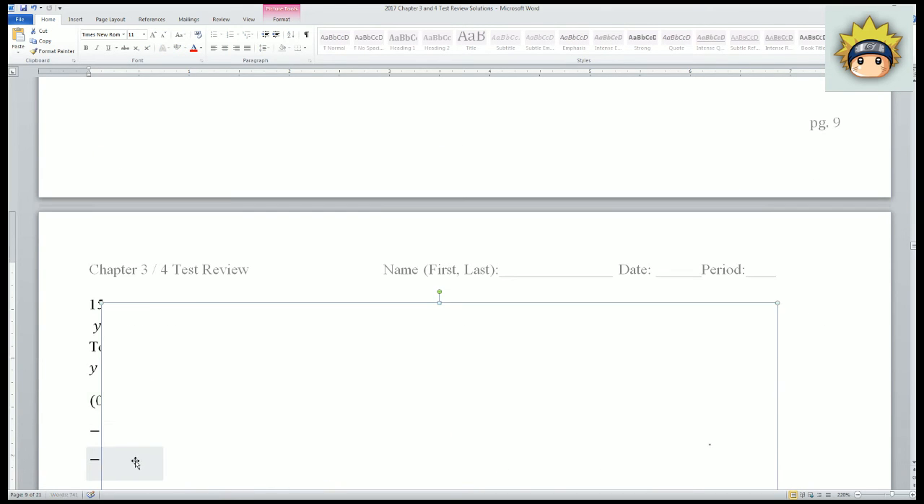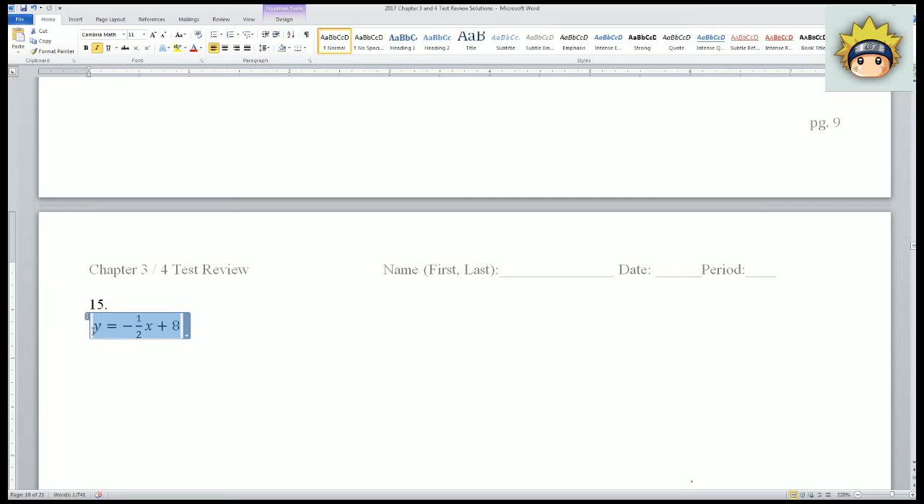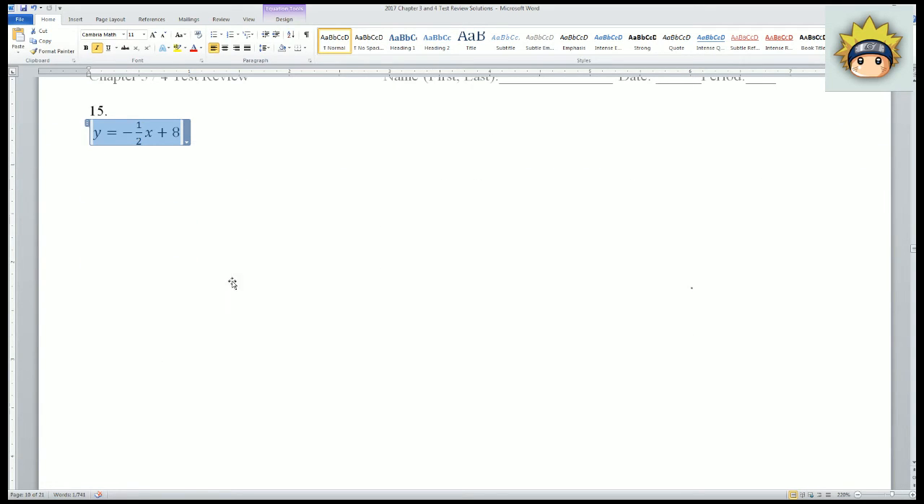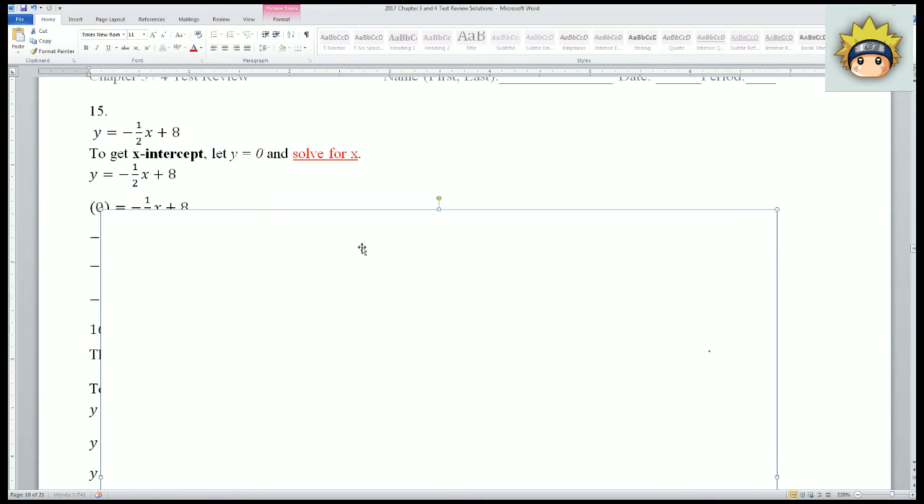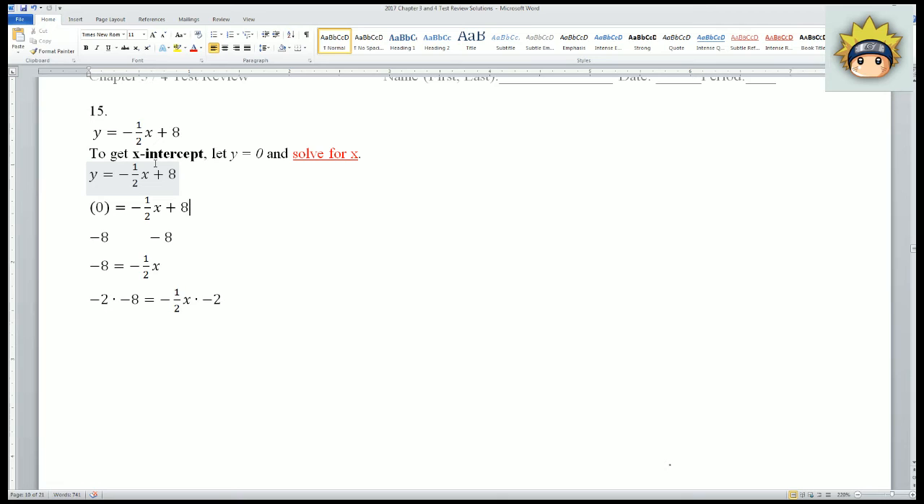Okay, 15. y equals negative 1/2 x plus 8. This is already in slope-intercept form, so I think if you graph it, it might work out much better than just numerically finding it out here. I follow the steps as before. To find the x-intercept, I let y equal 0, then solve for x. Here's my original equation. I make that substitution, y equals 0, right?